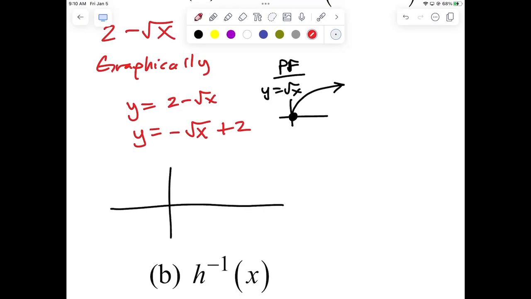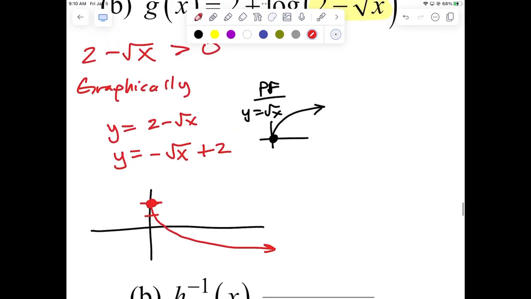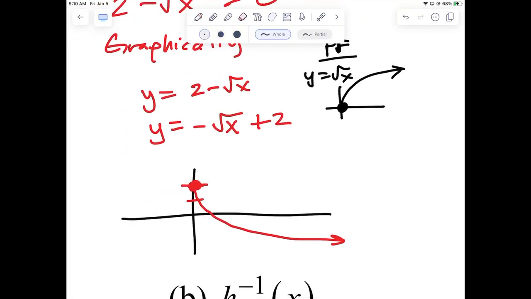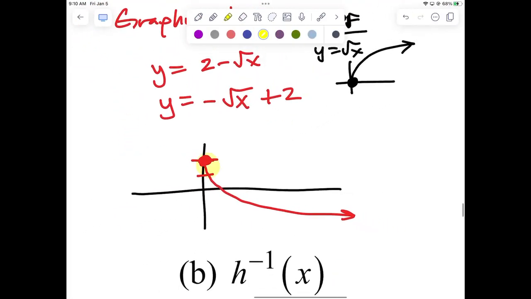So what would the negative do to it? X-axis reflection, and the plus 2 would move it up 2. So I should have a genesis point, as we call it, right here, and then it should go down and to the right. Looks something like that. I want to know where that graph is positive. Now, if you look at your graph, you can see that it's positive right here on this little stretch that I highlighted. See that? So I know it's positive at 0, and then the graph is positive everywhere starting at 0 up to that x-intercept right there.